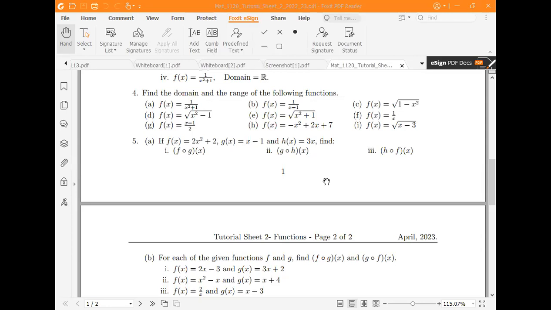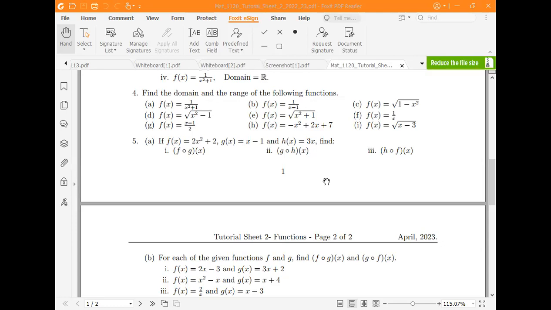Okay, so we are starting from question 4. Find the domain and the range of the following functions. I gave you a task to check if you could find the domains of some functions here. And none of you came back to me with any solution. So I assume that you got 0 out of the questions I gave you.